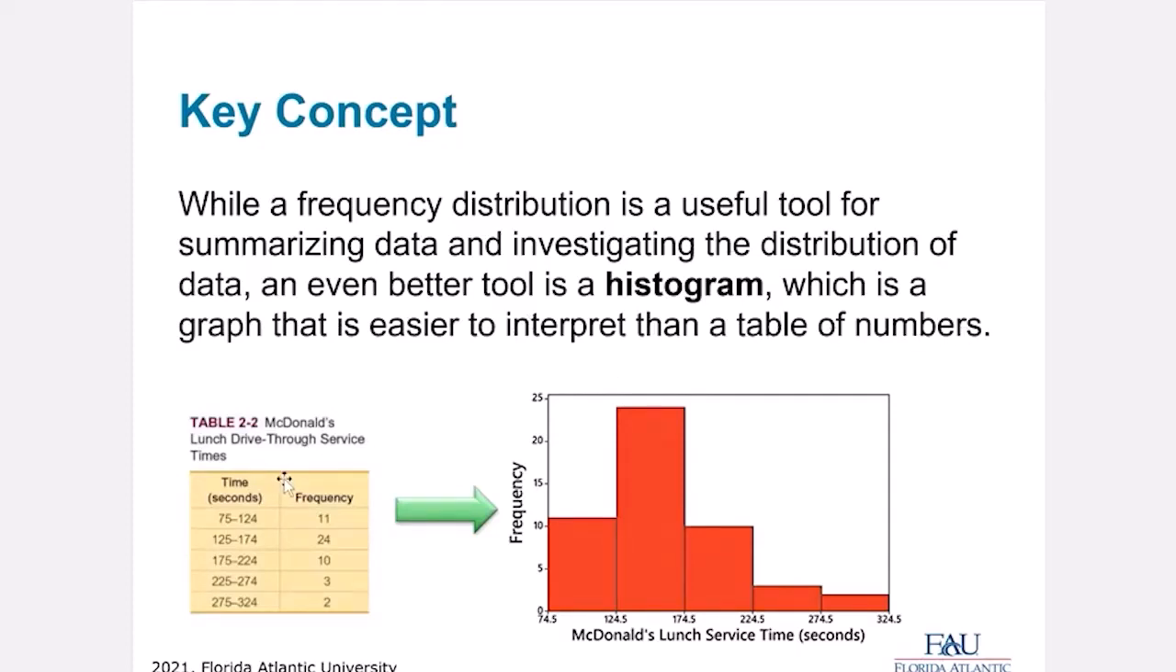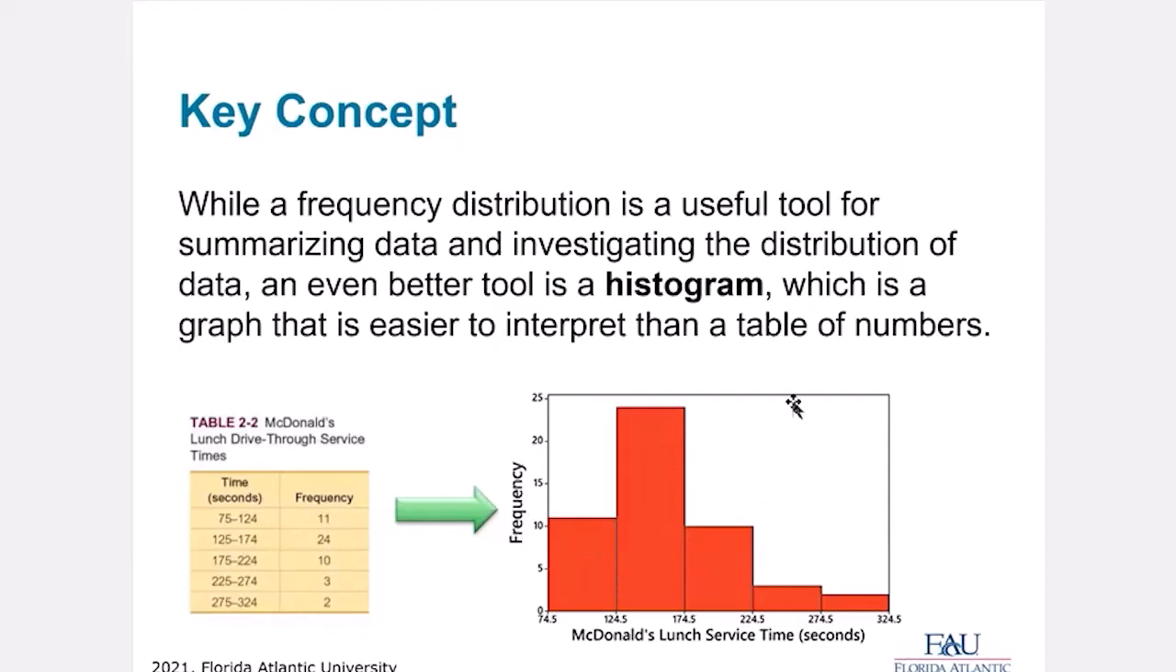For example, let's say I have this table right here. This is for a McDonald's lunch drive-through service. The times are over here, and the frequency means how many people who came through the drive-in line actually took this amount of time. For example, between 75 and 124 seconds, 11 people came into the drive-through line and left. And so on, between 125 and 174, 24 people, and we can continue down.